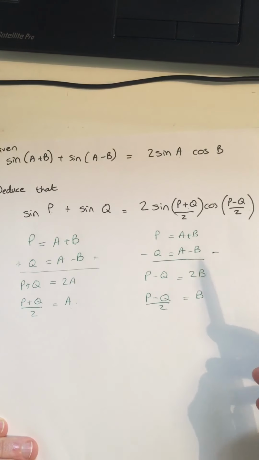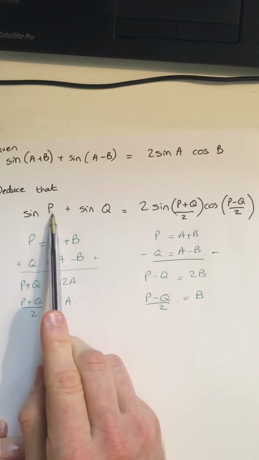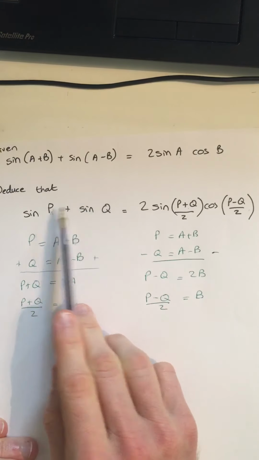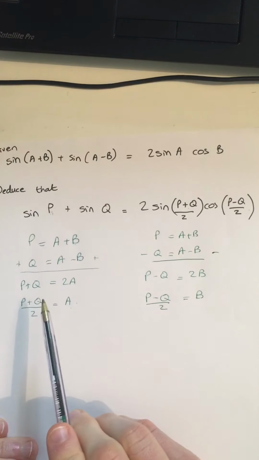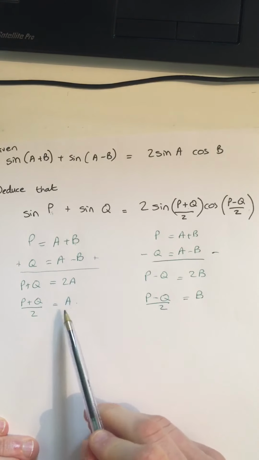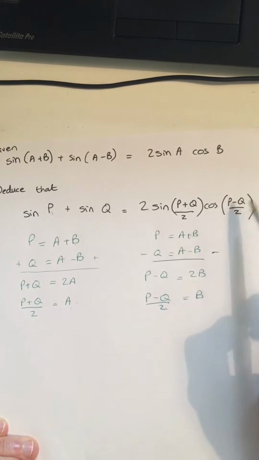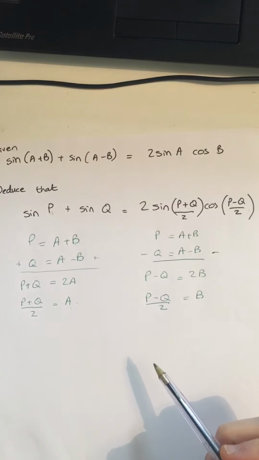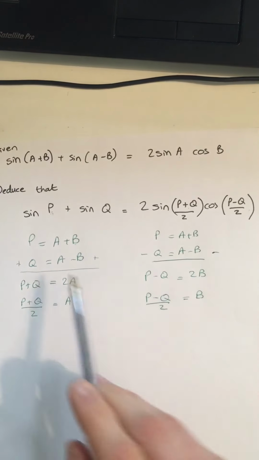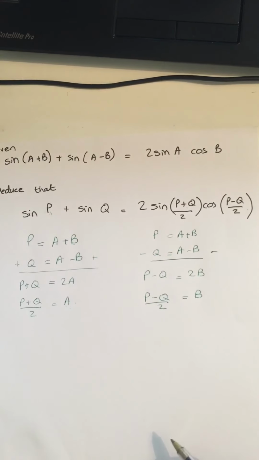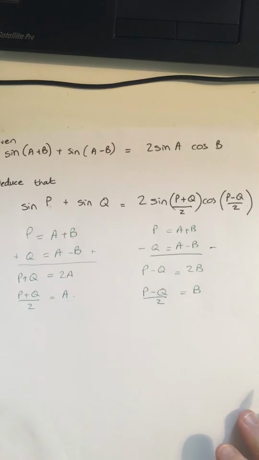So what I've done here is I looked at the left-hand side. I said that P is going to equal this, Q is going to equal this, and then by doing that, I've done a little bit of maths to show then that A would then have to equal P plus Q over 2, and B would have to equal P minus Q over 2. And there we go, we finished that question. We've shown that if this is true, then this must be true as well. So that was part B of this question.